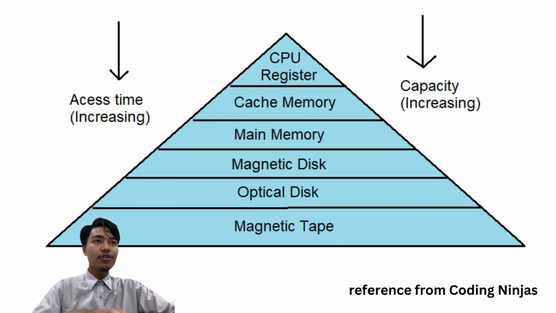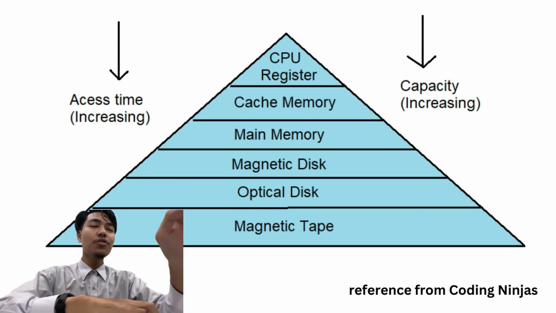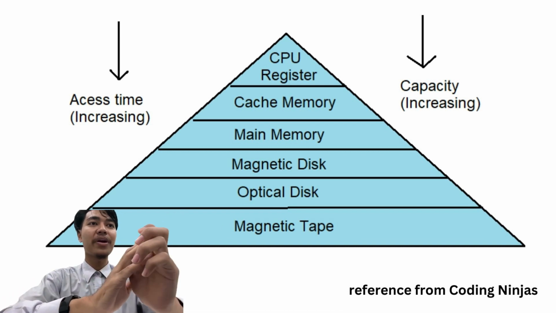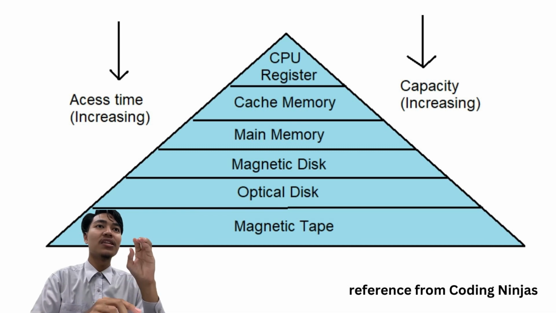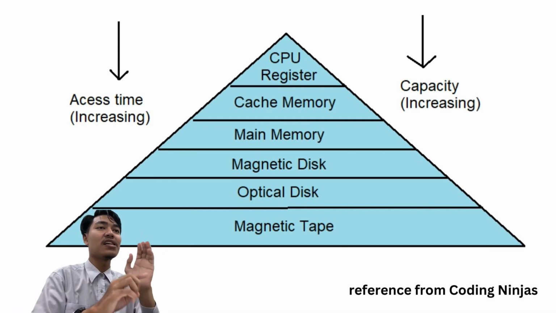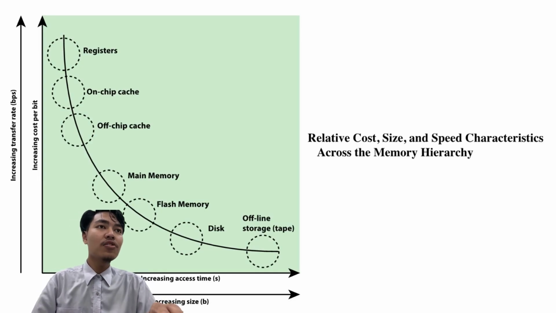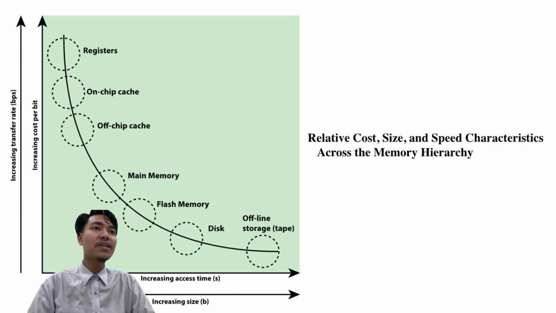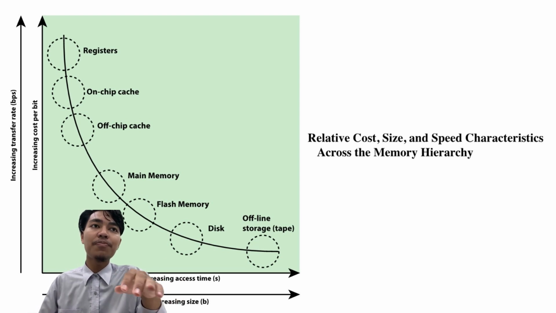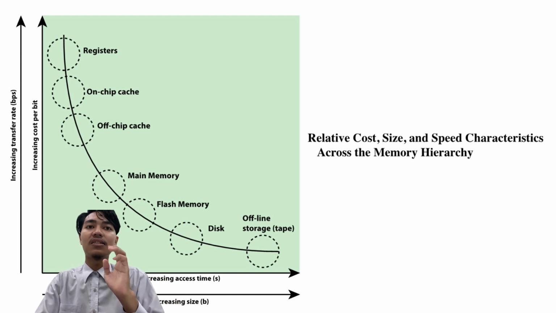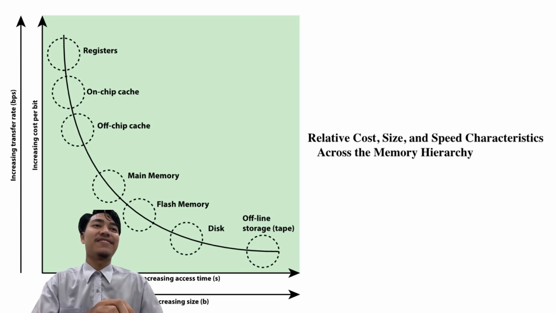So here we can look at the pyramid of memory hierarchy. Here we can see CPU register on the top and magnetic tape on the bottom. As the level goes down, the access time is increasing and capacity is also increasing. So here we can look at relative cost, size and speed characteristics across the memory hierarchy. Here we can see main memory in the middle.